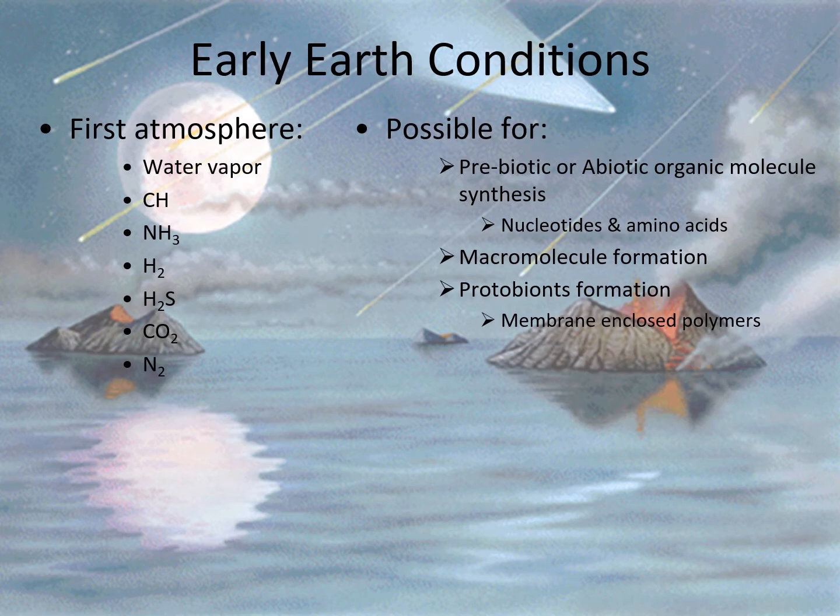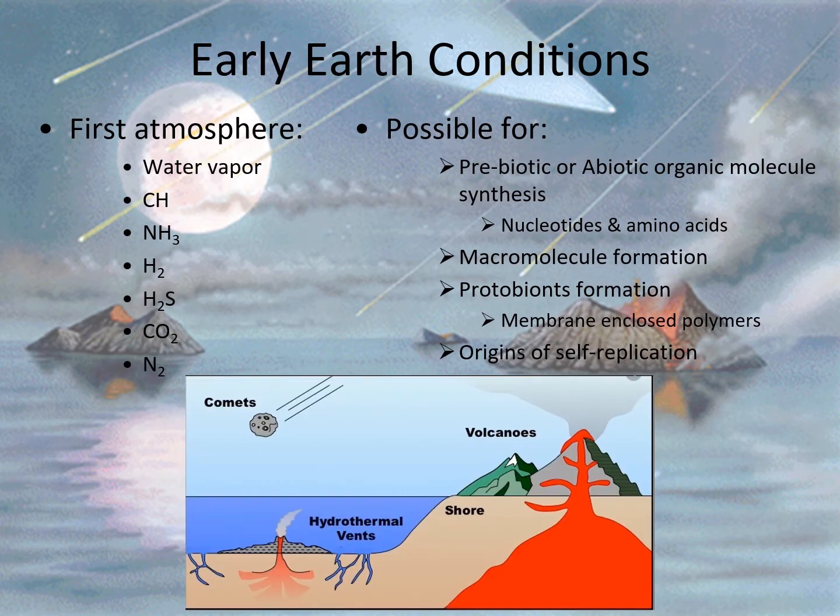But now that we have protobionts that contain these polymers inside, the next step is what's the mechanism for self-replication? How did self-replication come into play? When we take a look at the various hypotheses that are out there, where some of these organic molecules came from and allowed for the synthesis of these nucleotides and amino acids, which then allow for the formation of macromolecules, which then allow for the formation of protobionts.